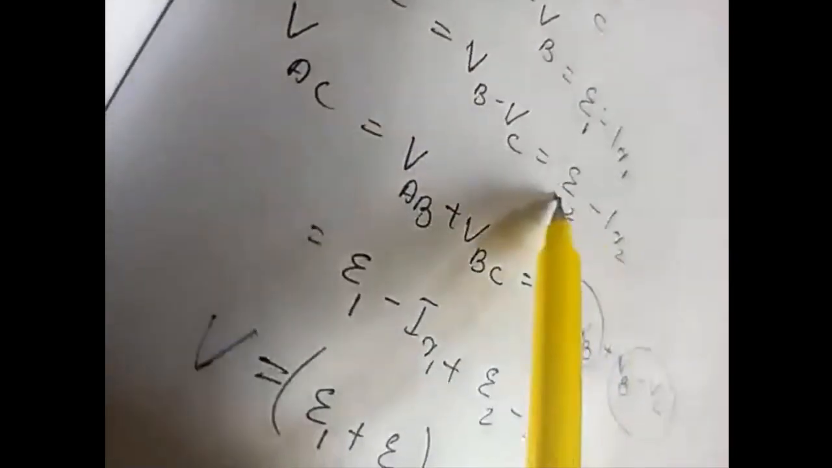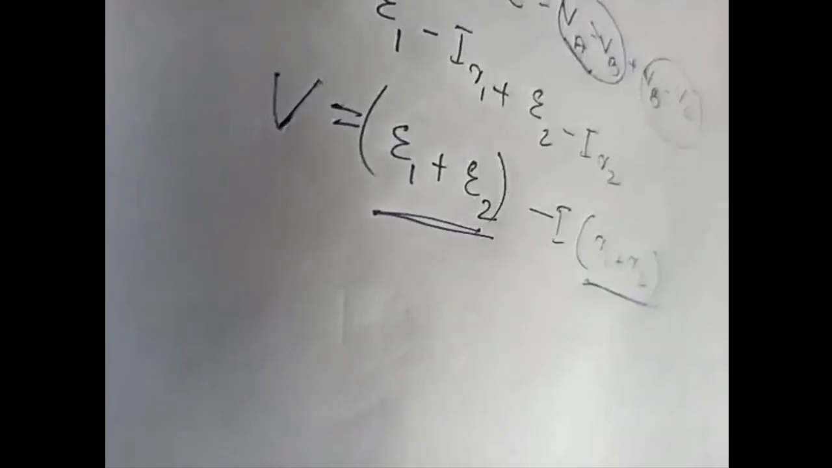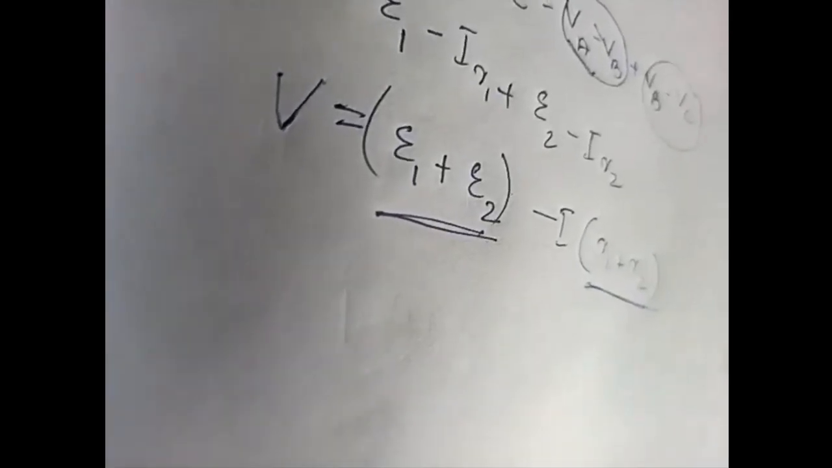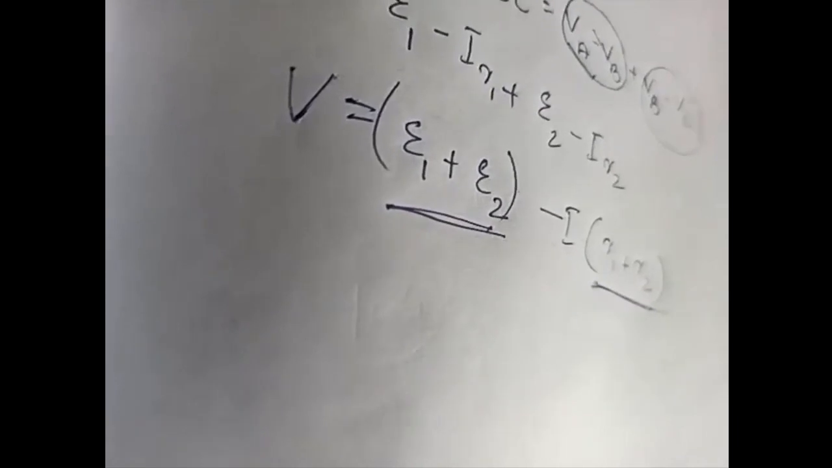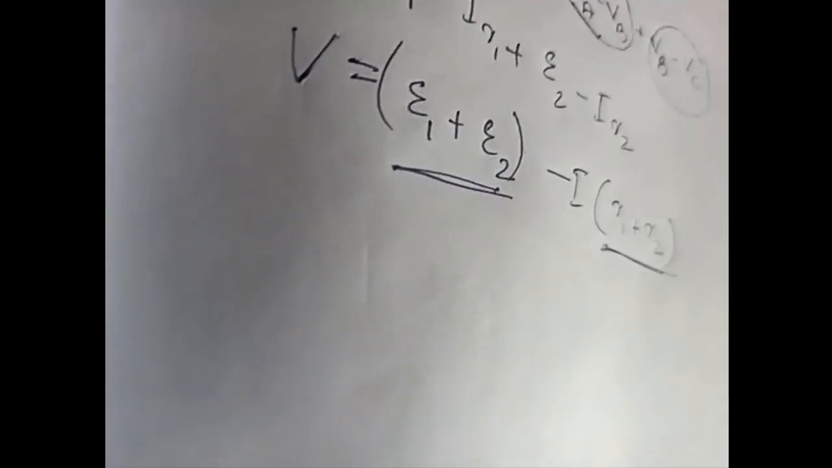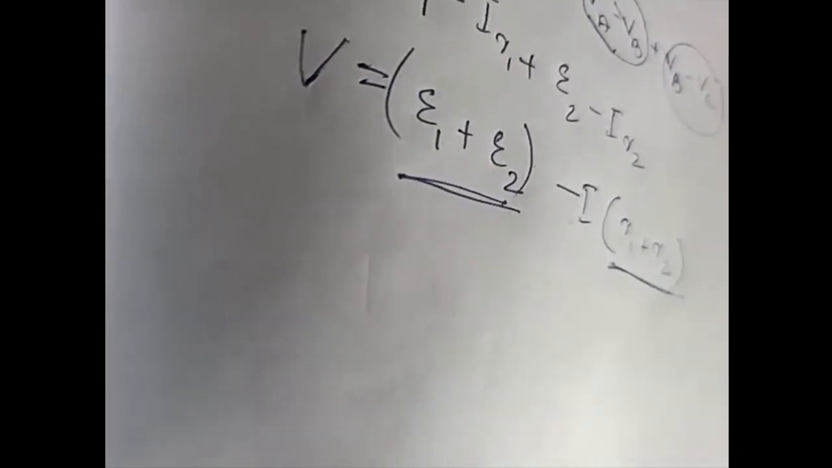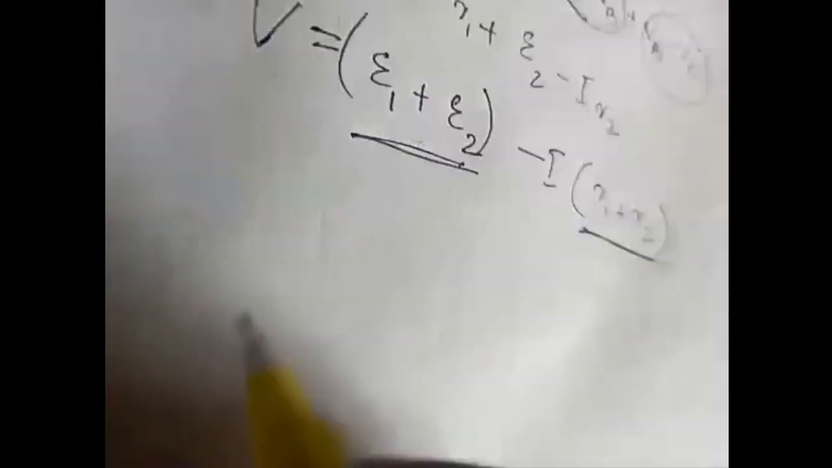Then only will we get this equation of the same form, that is E minus IR, where instead of R1 or R2 we have R1 plus R2. This is the series combination of cells. If there are n cells, the EMF will be E1 plus E2 plus E3 up to En, and the internal resistance will be R1 plus R2 plus R3 up to Rn. Understood? Is that clear? Now we will move to the parallel combination.